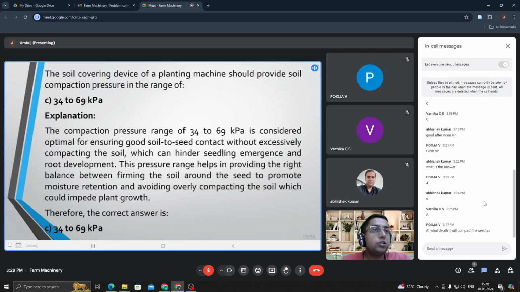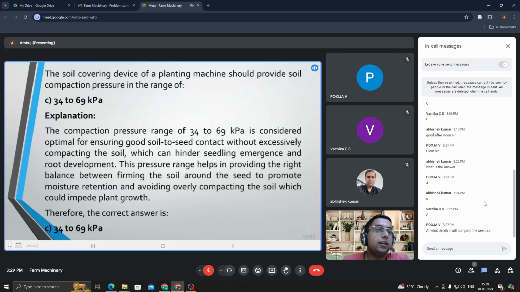And the question which we have asked is at what depth it will compact the seed. See, it will be decided based on the nature of the seed. For maize, it would be some x distance. For wheat, it would be some other distance. For rice, it would be some other distance. But for each and every crop, agronomic experts have given the optimum depth of placement of seed. So we try to adjust the parameters of the planter such that the optimum depth of placement is achieved for every seed.